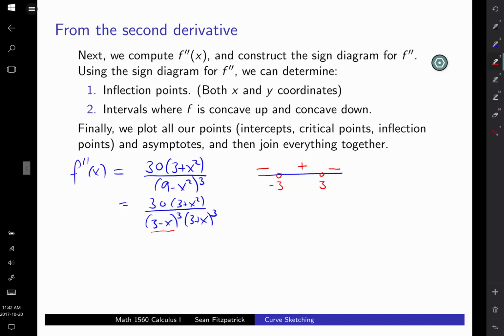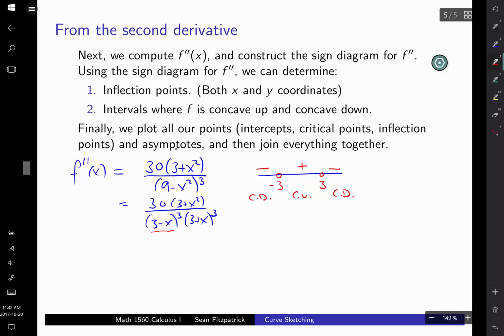Okay, so now I know that my concavity is concave down here, concave up here, concave down here, and there are no inflection points. There was nowhere that the second derivative was 0, so I don't have to worry about inflection points. There are changes in concavity, but they happen at the asymptotes. Okay, so now I can put everything together.